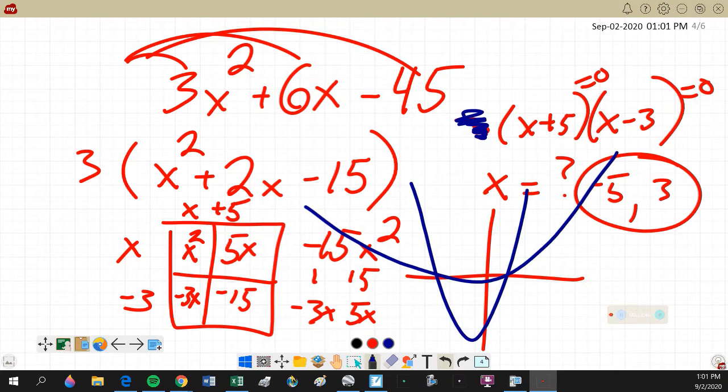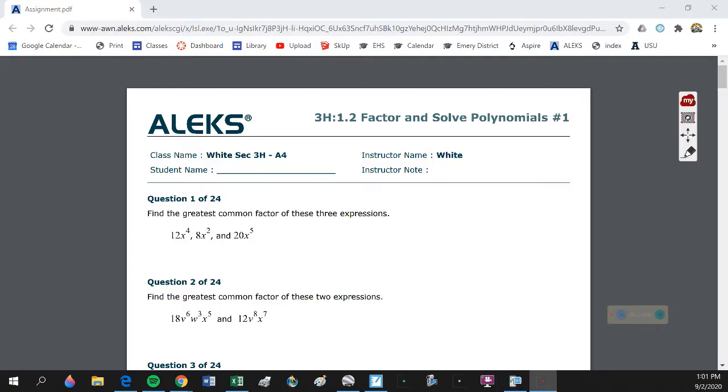So if all you care about are the x-intercepts, that 3 is not needed. In all other instances, that 3 is essential. If you're solving, you can ditch the 3. If you're graphing or evaluating or doing anything else, you need that 3. Okay? All right, let's take a look at your assignment for a second.